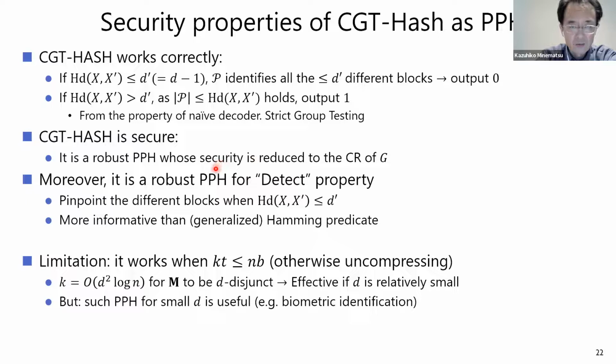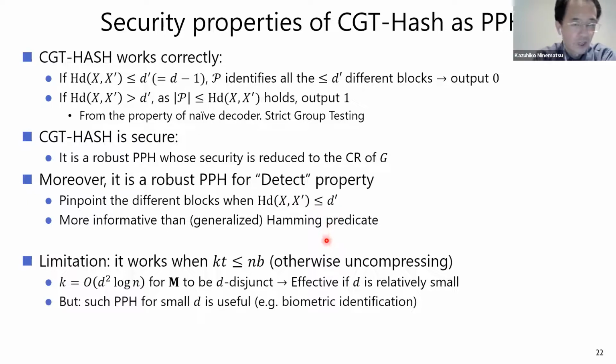It is rather straightforward to show that this CGT hash is secure. Namely, it is a robust PPH whose security reduces to the collision resistance of the underlying hash function g. Moreover, it implements a robust PPH not for the Hamming property, but for what we call the detect property. Namely, we can pinpoint the different blocks when the Hamming distance is at most d'.